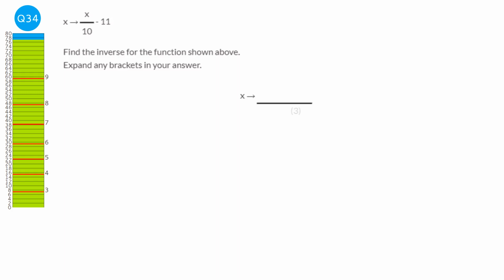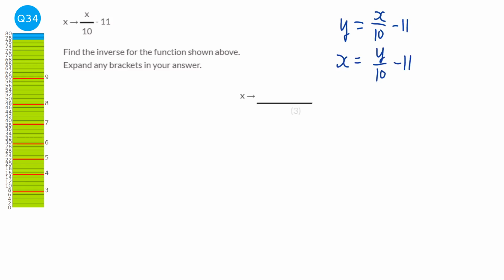A simple trick when you're finding the inverse of a function is to switch the y and the x. Now we don't actually have a y in here, but we can just put one in. It's not a problem. So we can just rewrite this function as y equals x over 10 minus 11. And we're just going to switch around the y and the x. So x equals y over 10 minus 11.